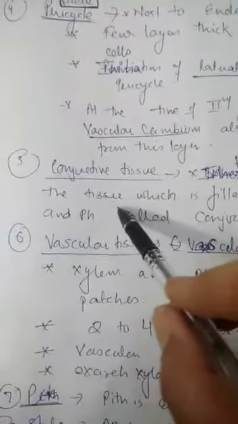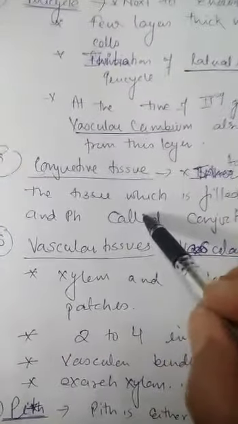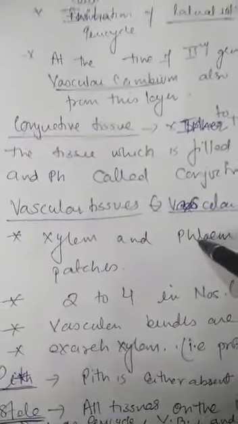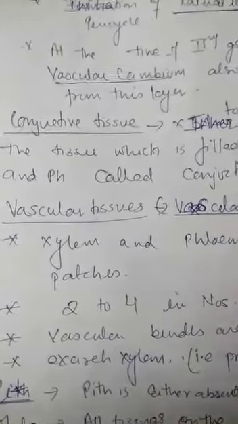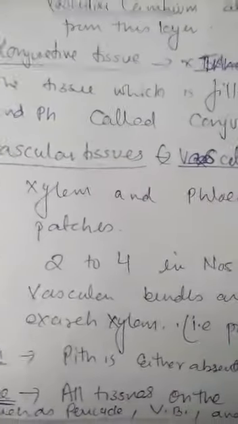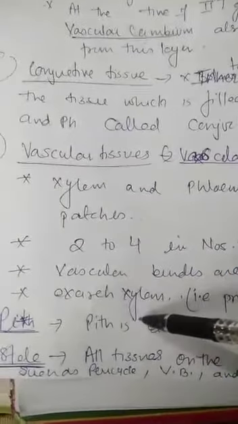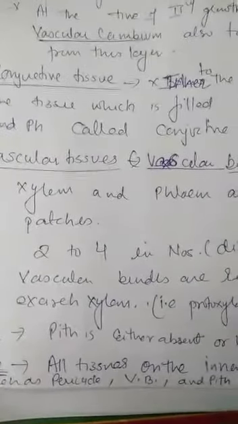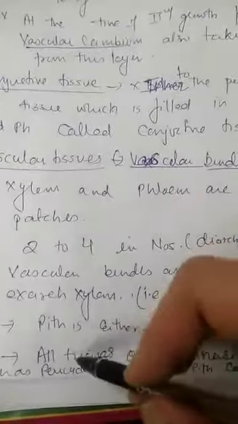Then comes conjunctive tissue, which is parenchymatous tissue filling the stellar region. Vascular bundles, xylem and phloem, are present on alternate radii. There are 2 to 4 in number, and these vascular bundles are called radial vascular bundles. Xylem is exarch because protoxylem is towards the periphery. Pith is very small or may be absent, and all the layers under the endodermis make up the stellar region. This is all about the dicot root.